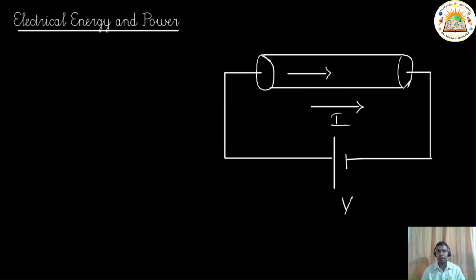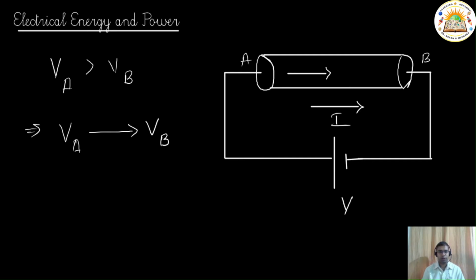Now if I take two faces A and B, it is understood that the potential at A is greater than the potential at B. Therefore, our charges will always flow from A to B, higher potential to lower potential. So if I say delta Q is the amount of charge flowing in a time, let's say delta T, and I is the current, I have delta Q is equal to I delta T, because current is nothing but rate of flow of charge per unit area perpendicular to the flow of charges. So this is what we get, delta Q is equal to I delta T.